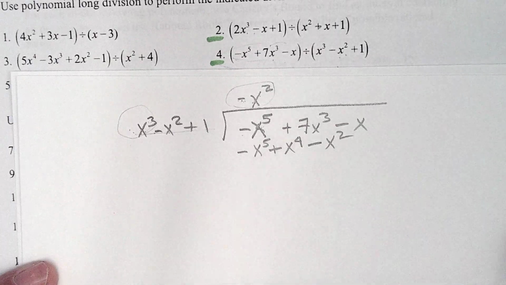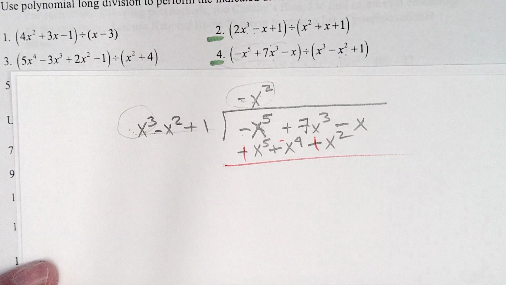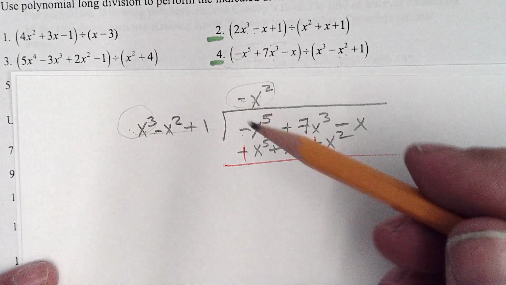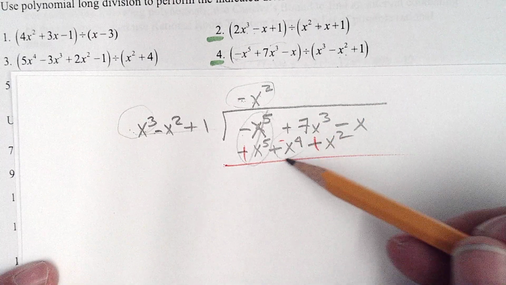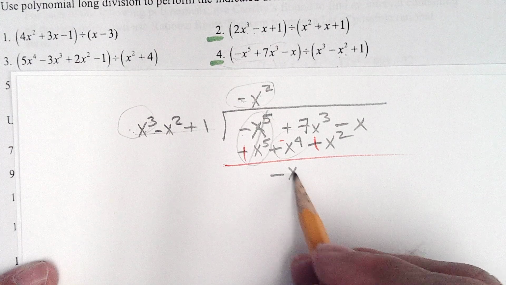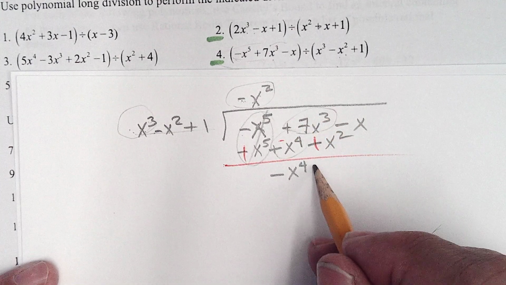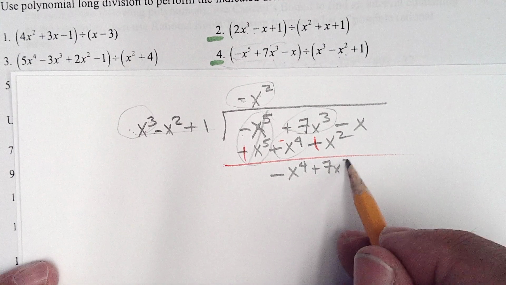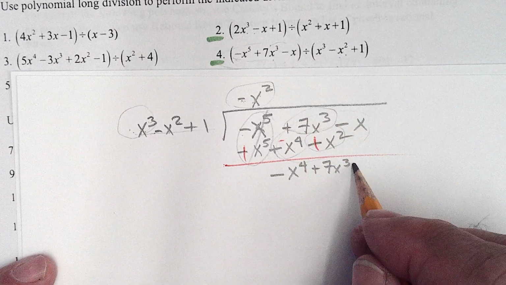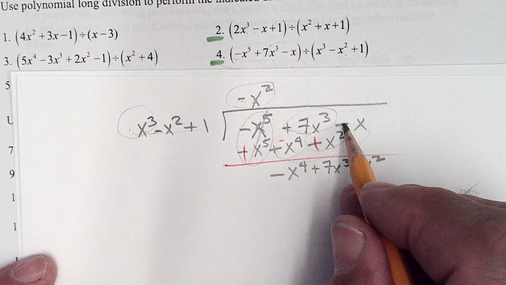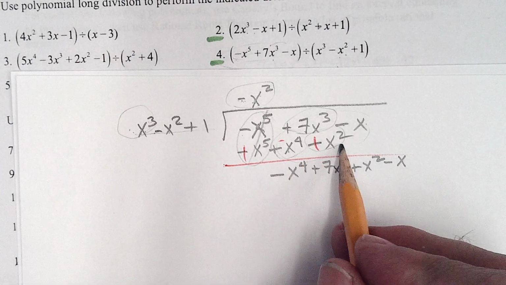Add the like terms. Draw the line, change the signs so that we can add like terms. These cancel. This is the only x to the fourth, so I got minus x to the fourth. This is my only x to the third, so I got plus 7x to the third. This is my only x squared in these, so I got plus x squared minus x. None of these terms were alike.